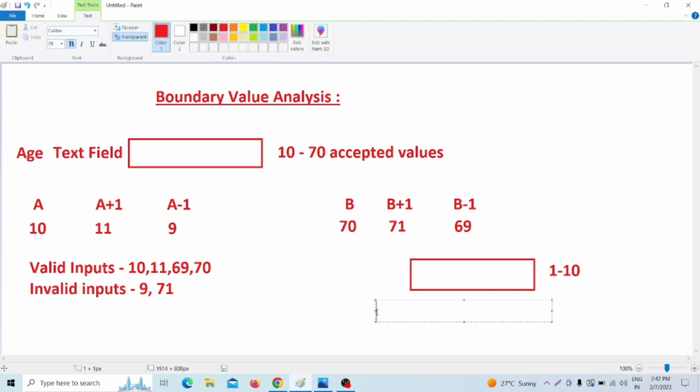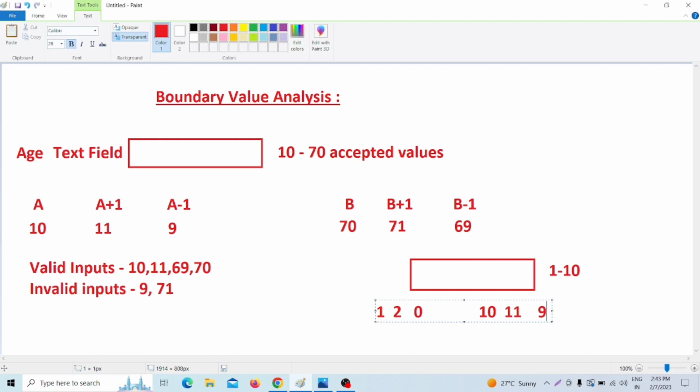What is A plus 1? 1 plus 1 equals 2. And what is A minus 1? That is 0. And same for B. B is 10. What is B plus 1? B plus 1 means 10 plus 1 equals 11. And what is B minus 1?